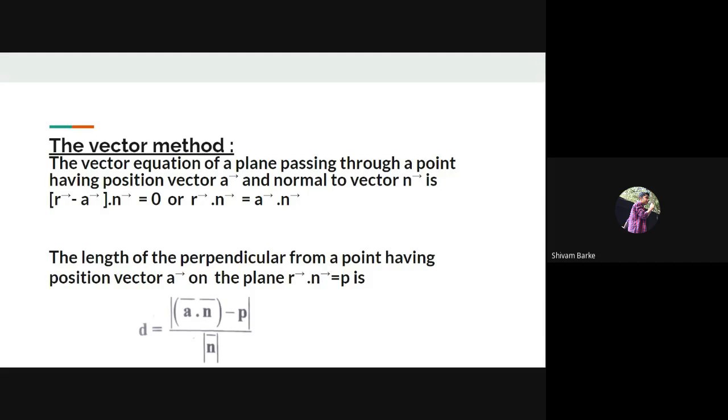When we try to determine the perpendicular distance using this, the length of the perpendicular from a given point having position vector a on the plane r dot n is equal to p is, so distance d, in the numerator there will be a scalar product and we take the mod of it, as the length is always positive, and we divide it by the magnitude of the normal vector, so we get the distance. This is how we get the distance of the perpendicular in the vector method.